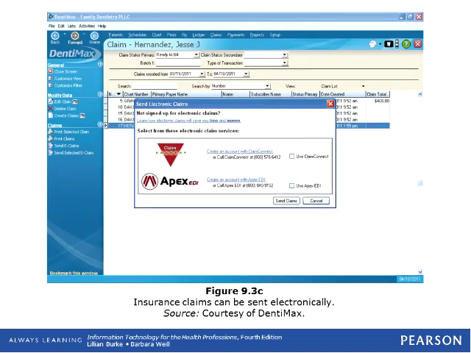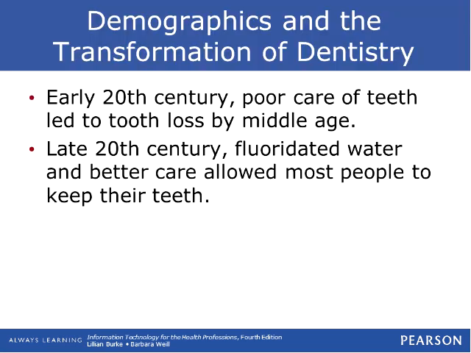We see here insurance claims can then be sent electronically, so we can send a whole bunch of insurance claims to one insurer. So if we have 10 patients that have insurance with a given insurer, we can then send all our patients' records directly to them. The demographics and the transformation of the industry.